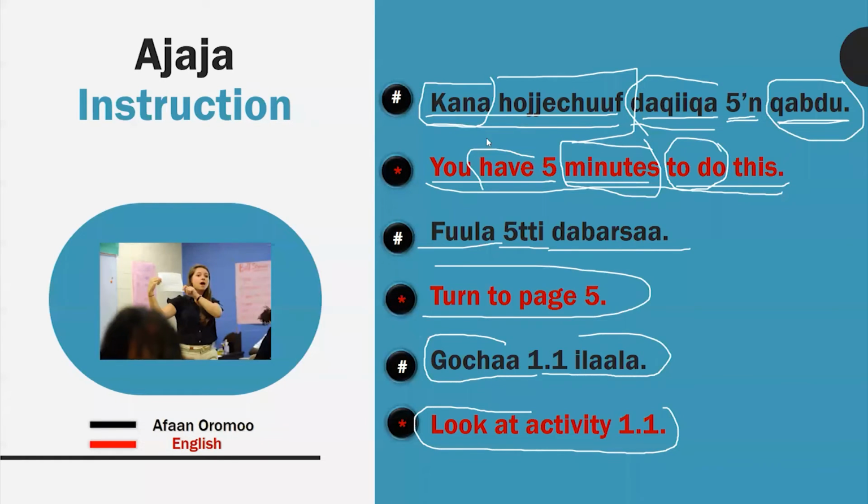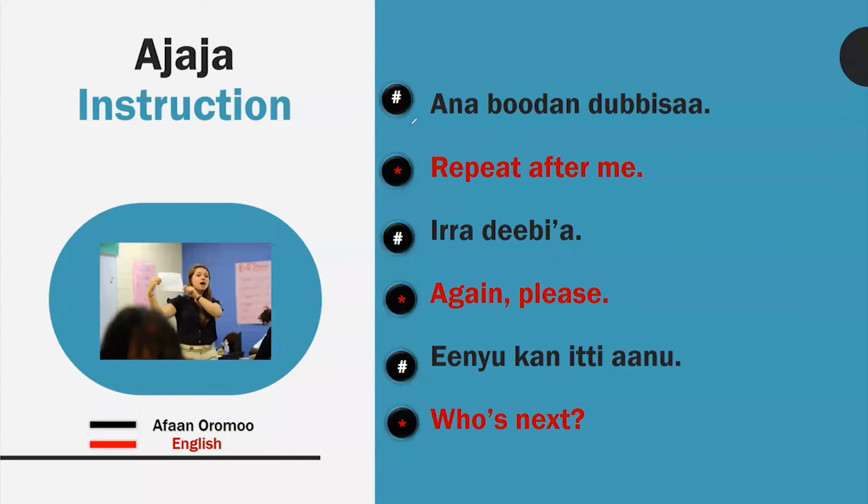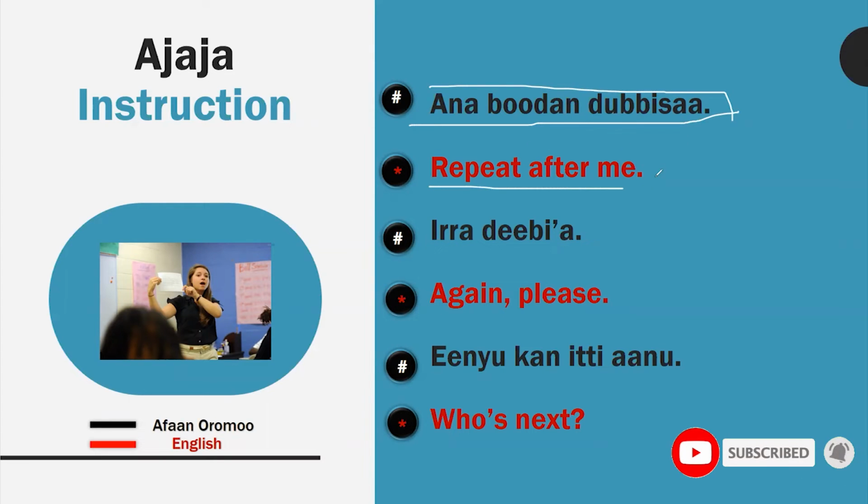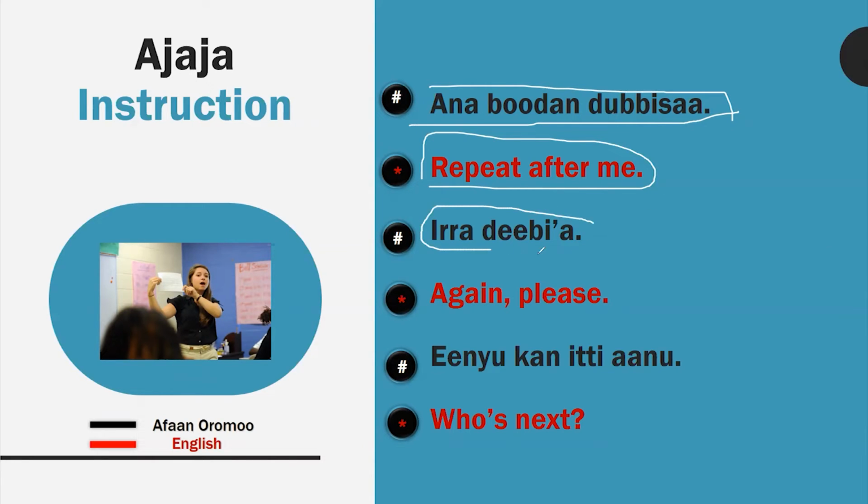And we'll continue. Here, anabodan dubbisa. Anabodan dubbisa means actually we can say repeat after me or read after me. Both of them are the same in Afaan Oromoo. Anabodan dubbisa or read after me or repeat after me. Irra deebi'a. Irra deebi'a means again please or say it again. They have the same meaning.